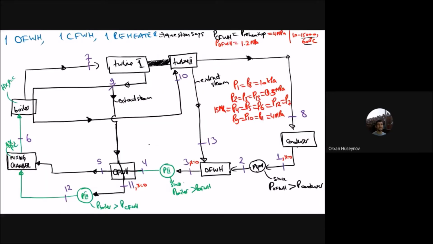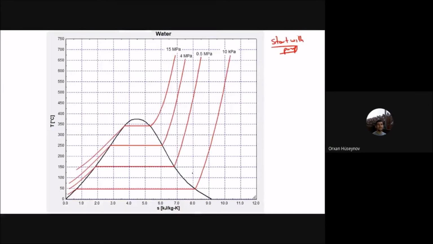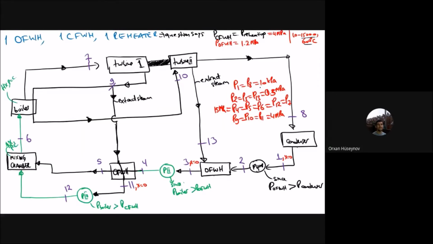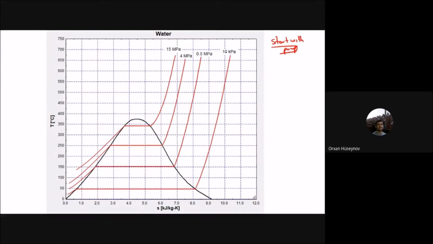So the first pump is from 1 to 2. You have the 1 is at 10 kilopascal and the 2 is at 0.5 megapascal. So you can see that 10 kilopascal, 0.5 megapascal, and the 4 and the 15. So I will start from 1, and then it will be isentropic to state 2. This is the first pump.